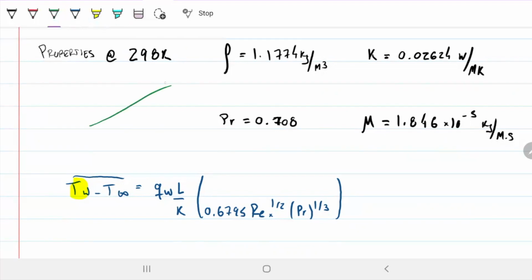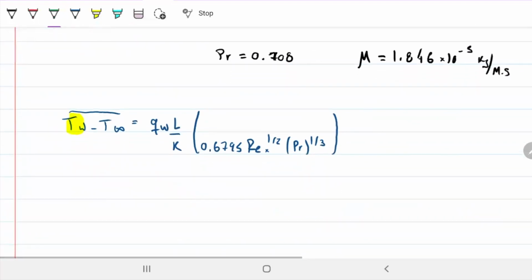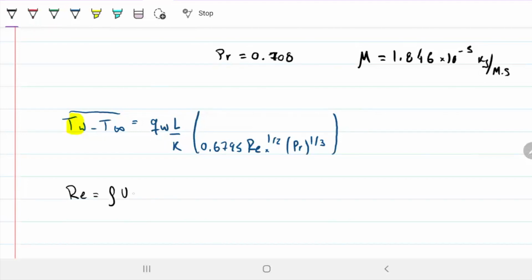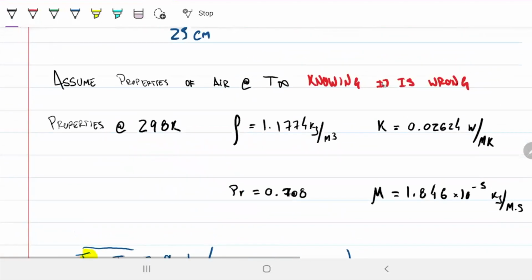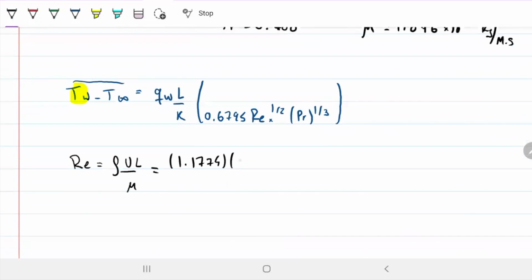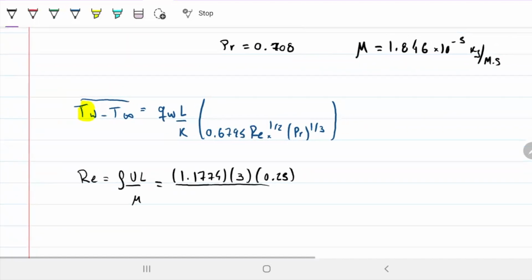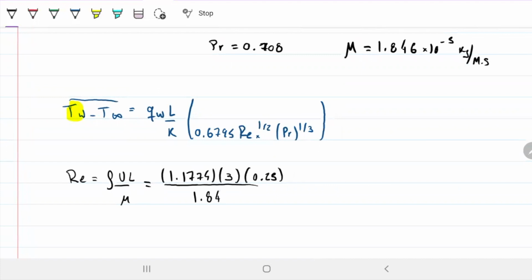And this is the first thing we're doing that we know is incorrect, right? We know this Reynolds is not precisely the Reynolds of this problem, but we need to know where to start. So let's do velocity, length, density. So this will be 1.1774. The velocity of this fella is 3. It's 25 by 25, so this is a 0.25 in length. And the viscosity of this guy is 1.846 times 10 to the minus 5. So Reynolds ends up being 4.8 times 10 to the 4th.